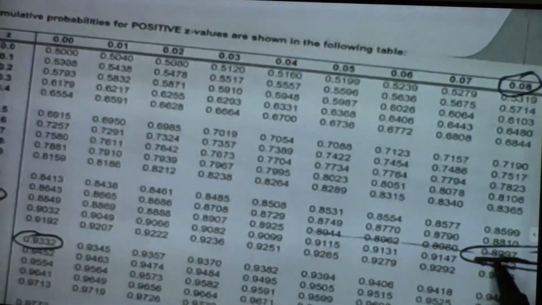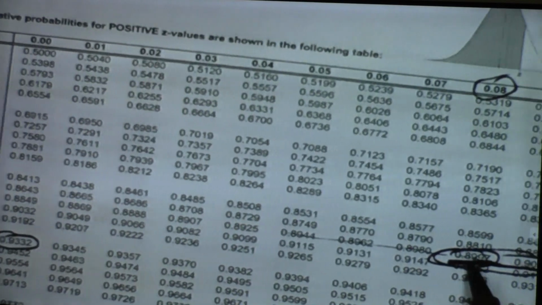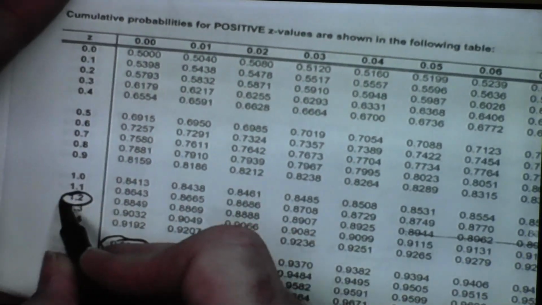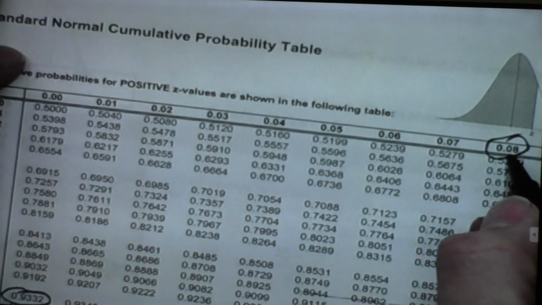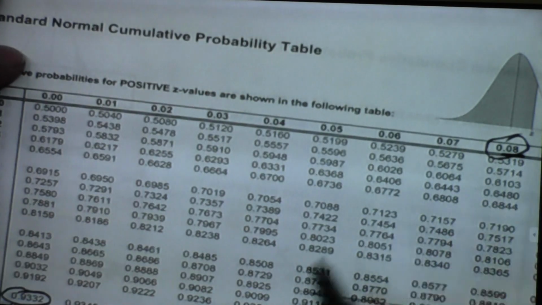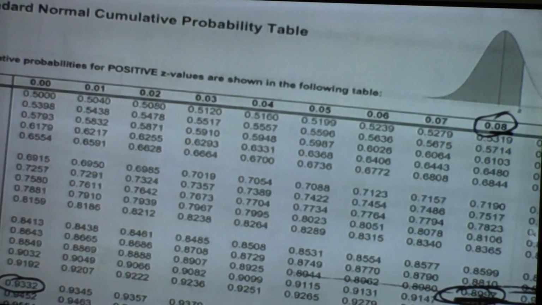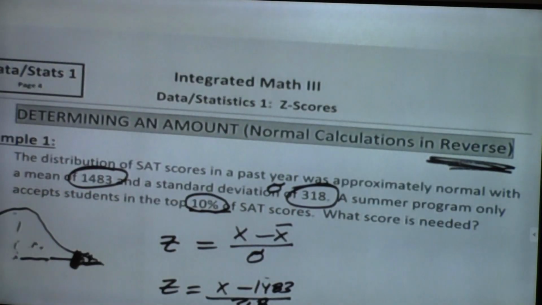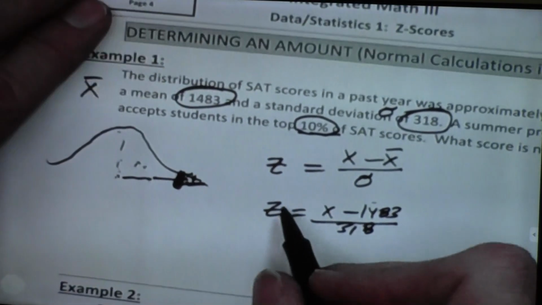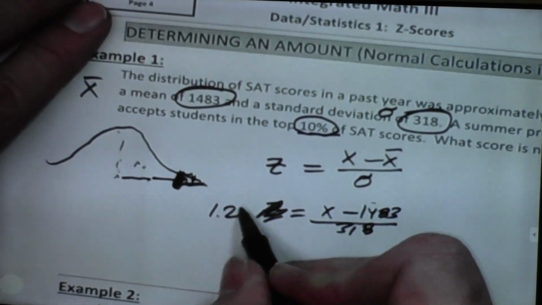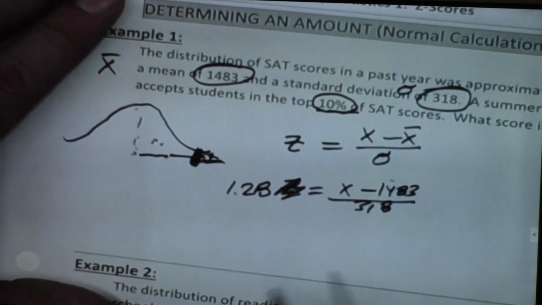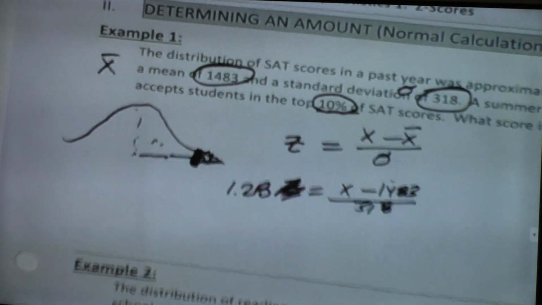So if this is the 90% or close enough to the 90%, we're going to go and use the 1.2 and then the hundredths place, so it's 1.28. So back here now, the z is 1.28. Now you have an equation with only one variable.